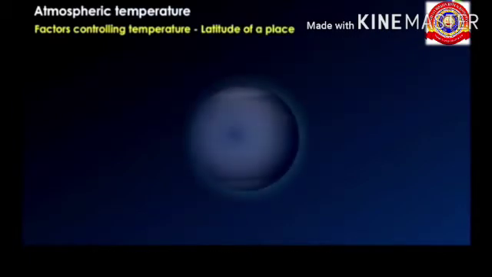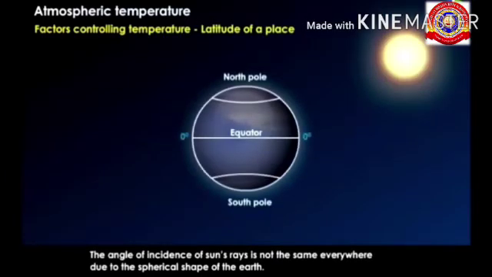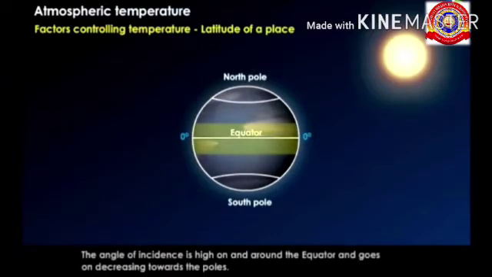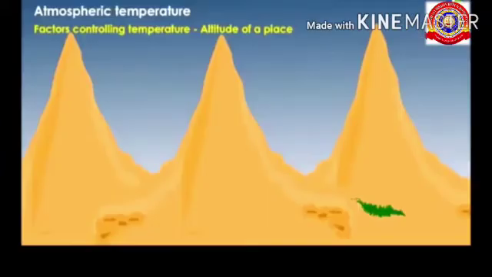First, latitude of a place. The angle of incidence of sun rays is not the same everywhere due to the spherical shape of the earth. The angle of incidence is high on and around the equator and goes on decreasing towards the poles.